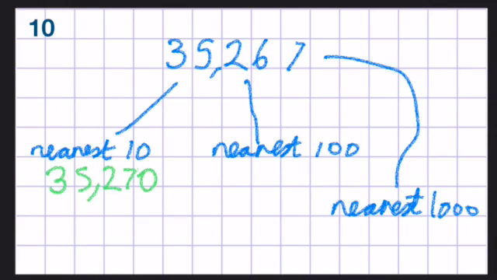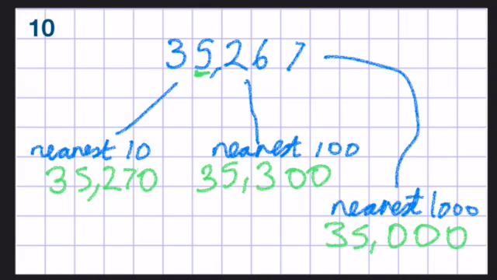Now we need to round to the nearest 100. So if we're rounding to the nearest 100, we've got a 2 in the hundreds column. So we look right and it's a 6. That means we're going to round up. So it's going to be 35,300. Okay, now to the nearest 1,000. So we have a 5 in the thousands column and a 2 in the hundreds column. So that means we just stay at 5. So it's 35,000.